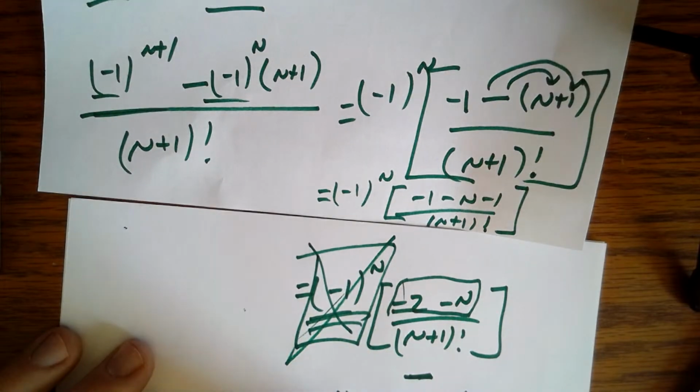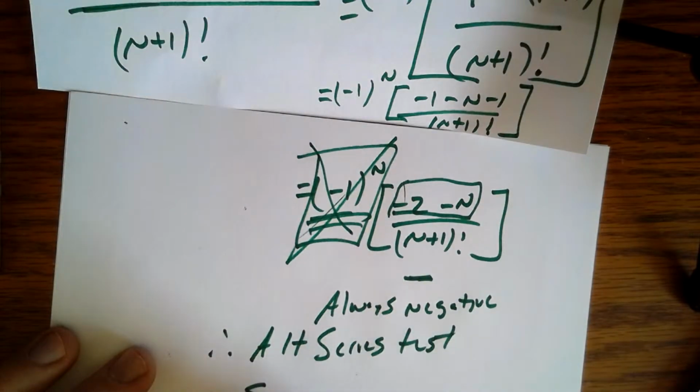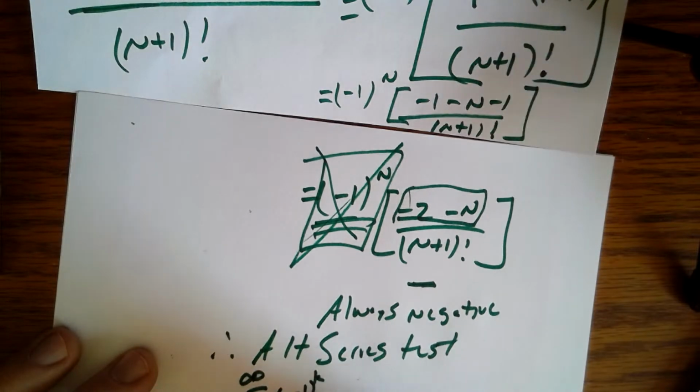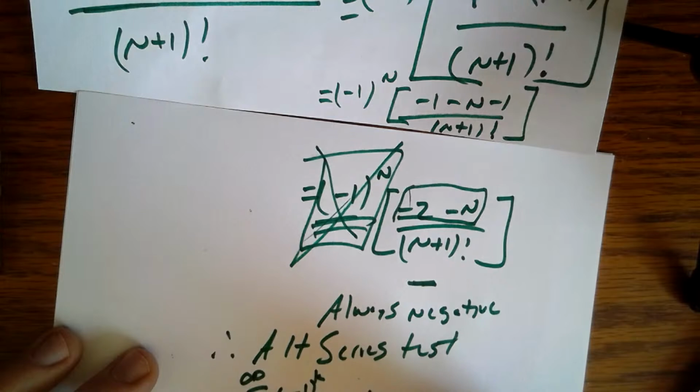So therefore, by the alternating series test, the sum from k equals 1 to infinity of -1 to the k over k factorial. Oh, and does it absolutely converge? Yeah, because we took that part out. Absolutely converges.